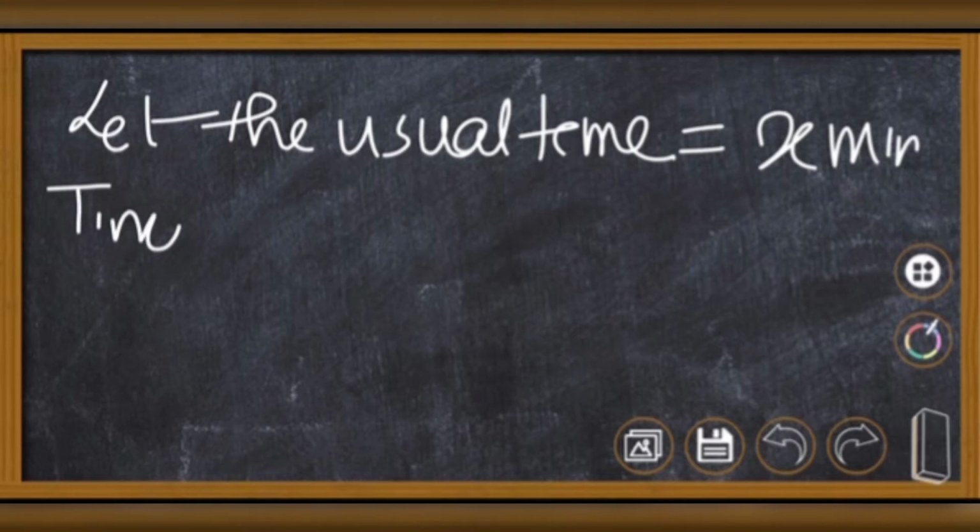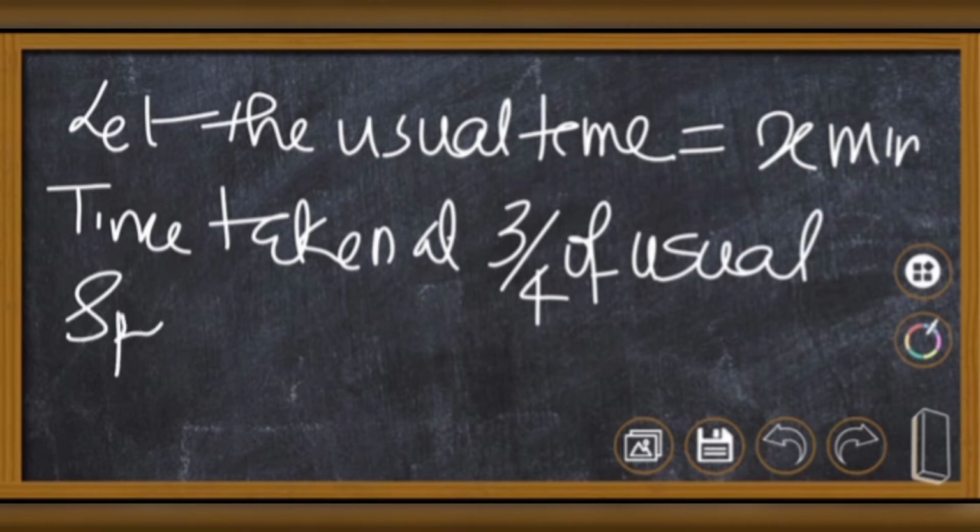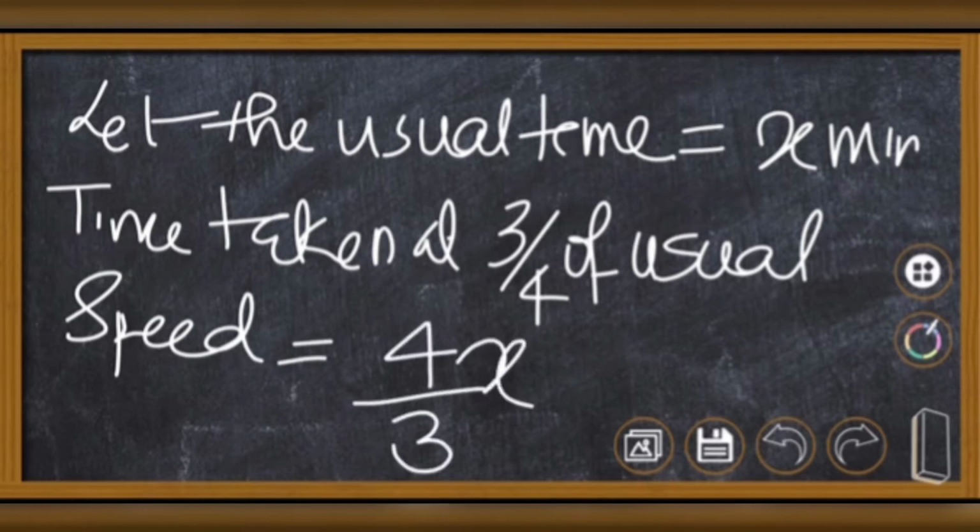Then time taken by Mike at 3/4 of the speed will be what? Time taken at 3/4 of the speed will be, okay, what will be the speed? 4/3 x, because time and speed are inversely proportional. Okay, so with 3/4 of the speed he covers the distance in 4/3 of x minutes.